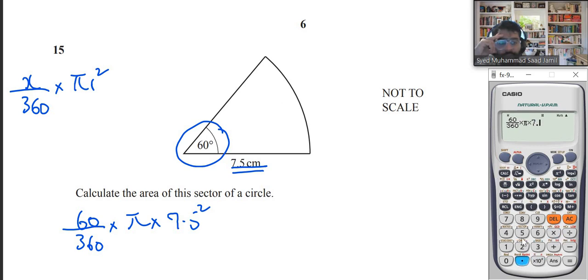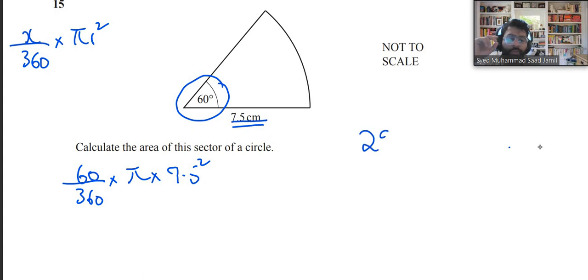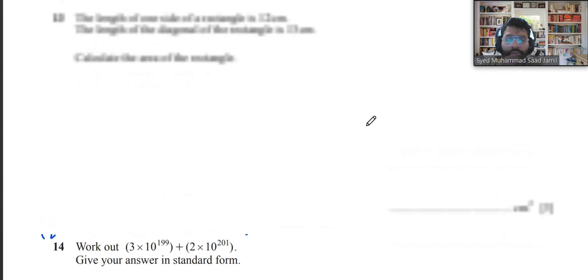Multiply by 7.5 square. So your answer is 29.45, which I can write as 29.5 as well. So in my answer I will write 29.5. I think, did I skip a question?